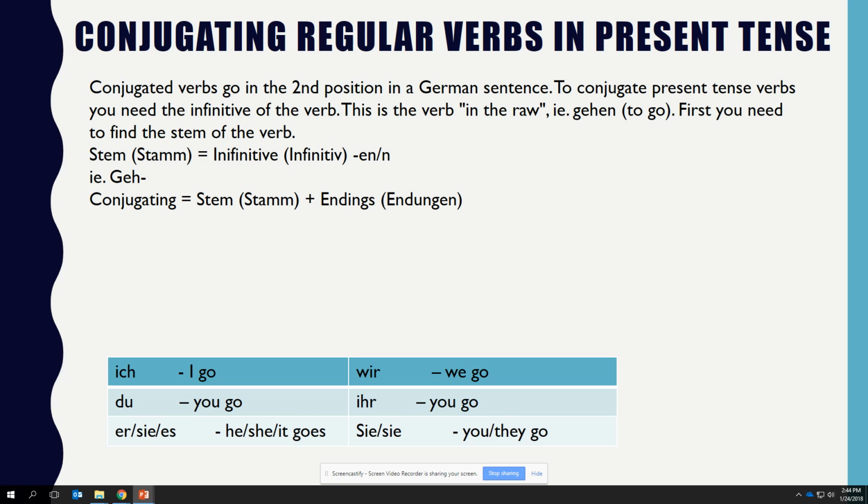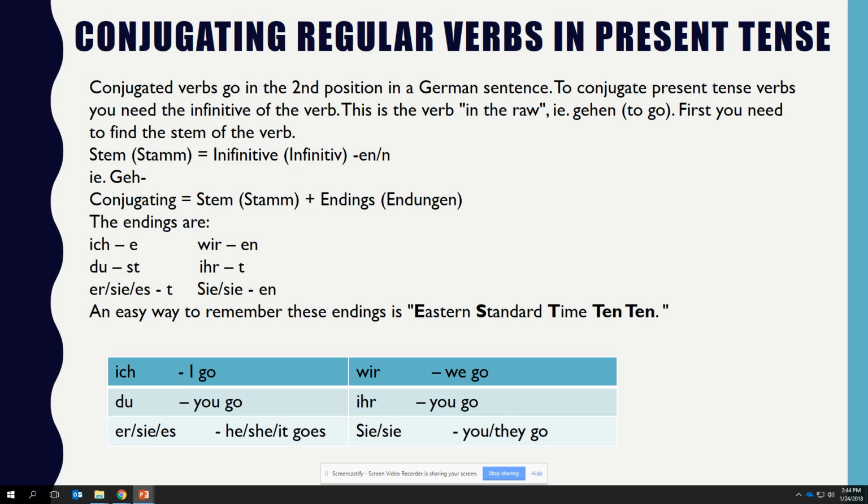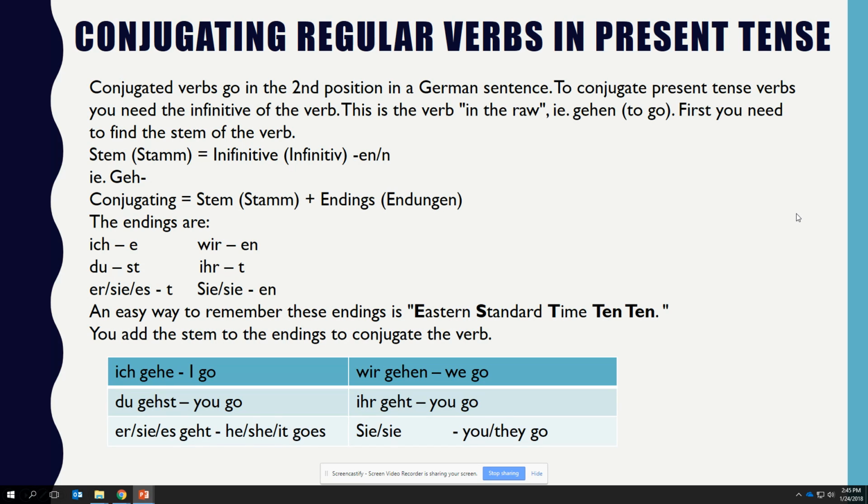Conjugating is the stem, Stamm, plus the endings, Endungen. The endings are e, st, t, en, t, en. An easy way to remember these endings is Eastern Standard Time 10:10. You can see it, Eastern Standard Time 10:10. You add the stem to the endings to conjugate the verb. If you want to try it on your own, pause the video now. Otherwise, you get ich gehe, du gehst, sie es geht, wir gehen, ihr geht, sie und Sie gehen.